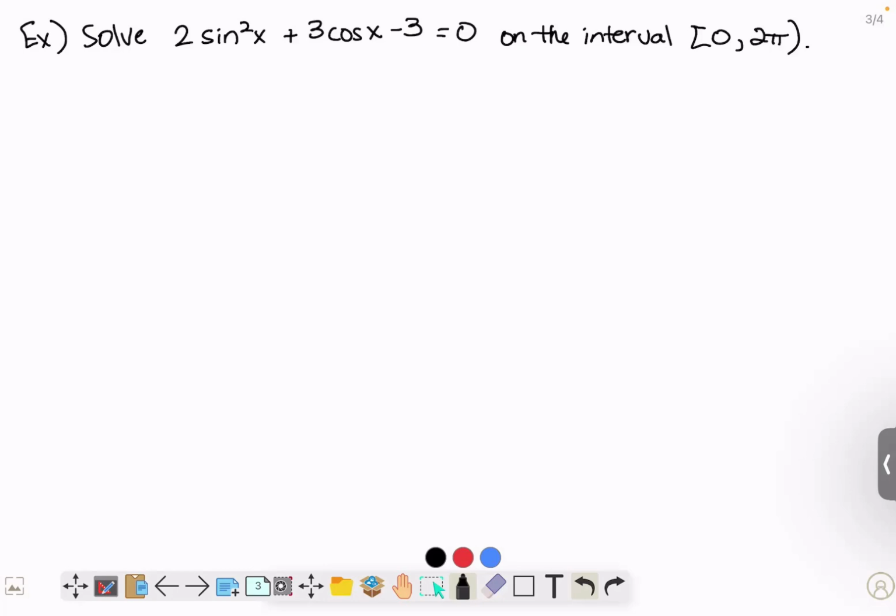Because I've got everything on one side, but I can't factor it the same way that I did the last example. There's no greatest common factor here. So I want to see if I can do something else to rewrite this so that it's only sines or only cosines. So that's going to require an identity. And I do have identities that involve sine and cosine. So I'm going to try to take this sine squared, and I'm going to use the Pythagorean identity that says sine squared x plus cosine squared x equals 1.